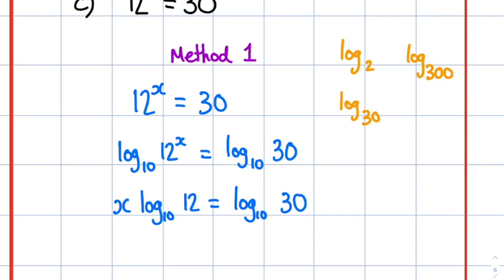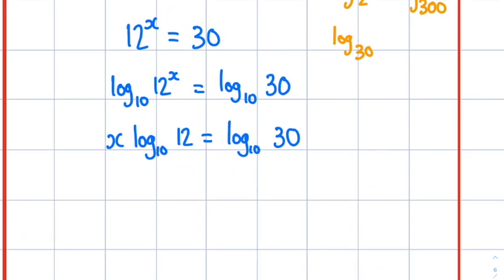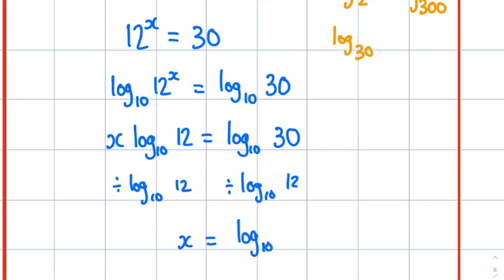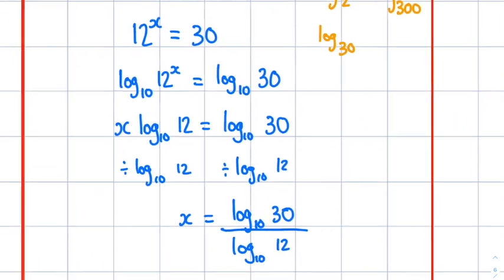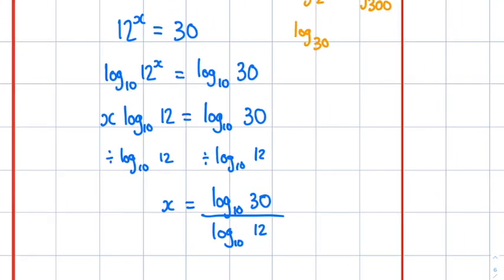That's true. And now if we look at the left-hand side, it's x multiplied by log. To get x by itself, I'm going to divide both sides by log base 10 of 12. So then we get x is equal to log base 10 of 30 over log base 10 of 12. Fractions are our friends here. And that's something we can now evaluate on our calculator.